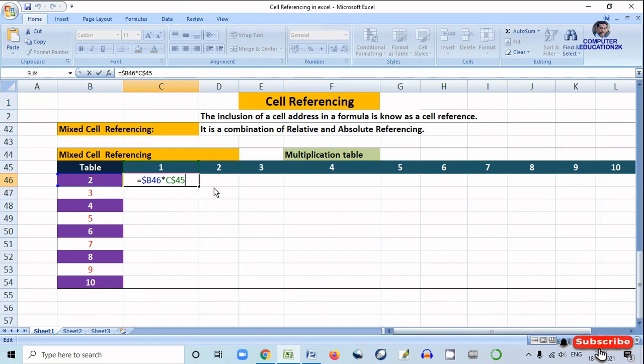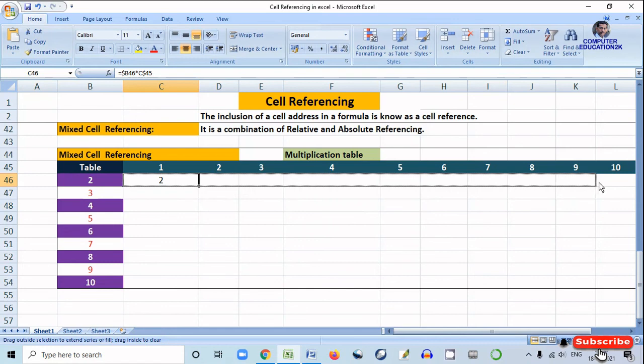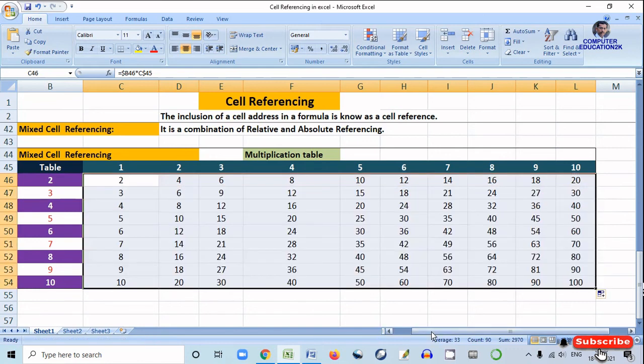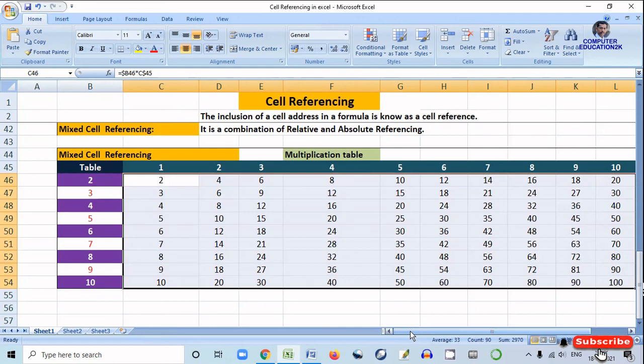And this is the combination of relative and absolute cell referencing. If you press enter and drag, you will get the values for all these cells, and you will get the multiplication table of 2. Now if you drag down again, you will get the multiplication tables for the other numbers also this way. Understood? So we have seen all three types of cell referencing: relative cell referencing, absolute cell referencing and mixed cell referencing.